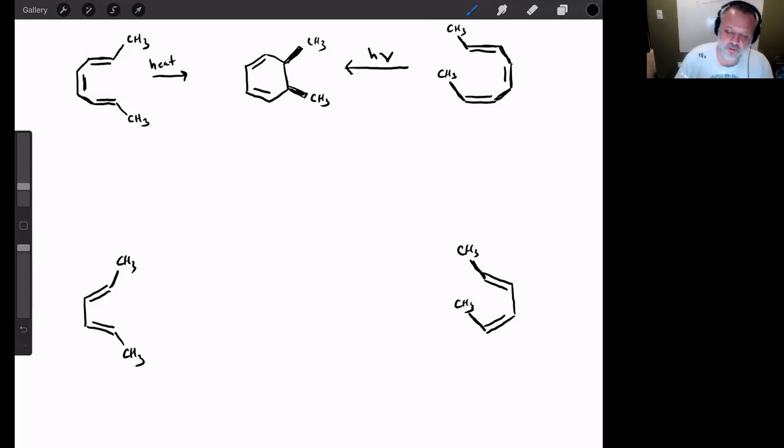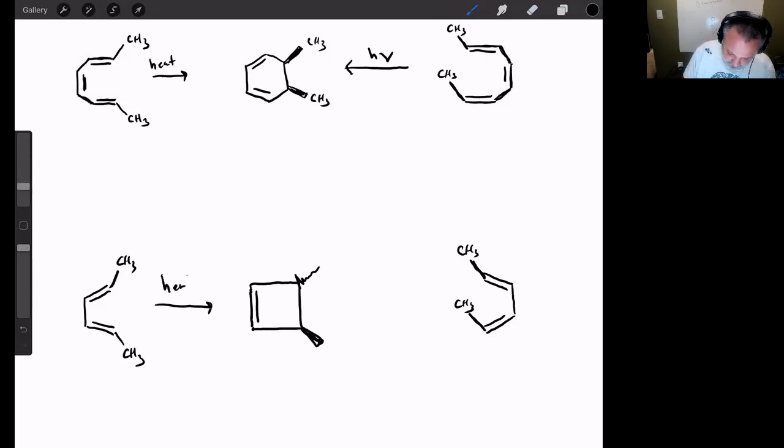Okay. Now, what we get is a ring closing. Remember, I said that the ring closing is not actually favored from the equilibrium standpoint, but we get a ring closing that looks like this. We get one up and one down. So the stereochemistry ends up being trans, and this is also in heat. This is also in H nu.